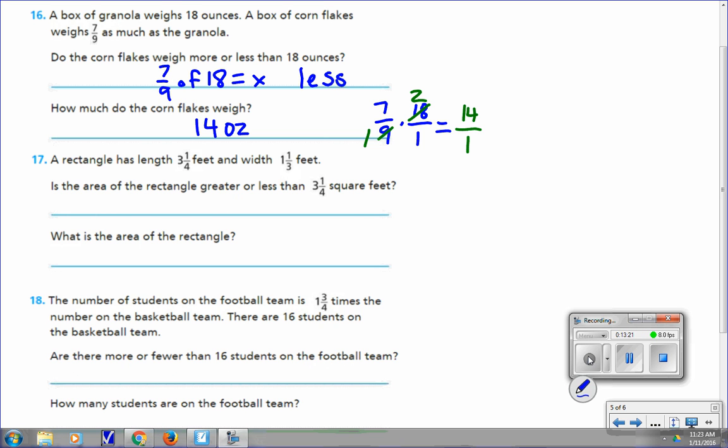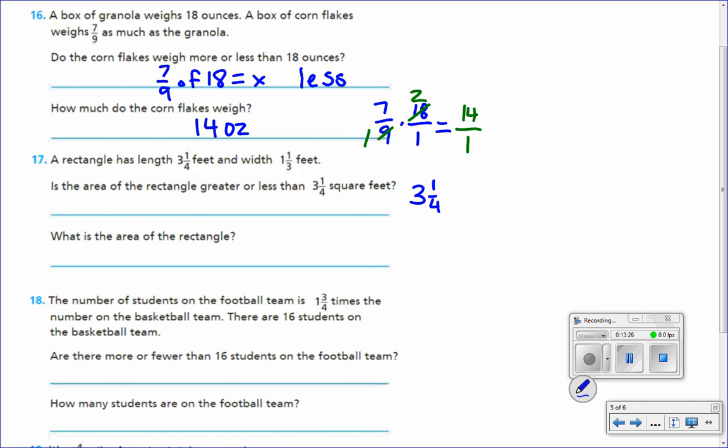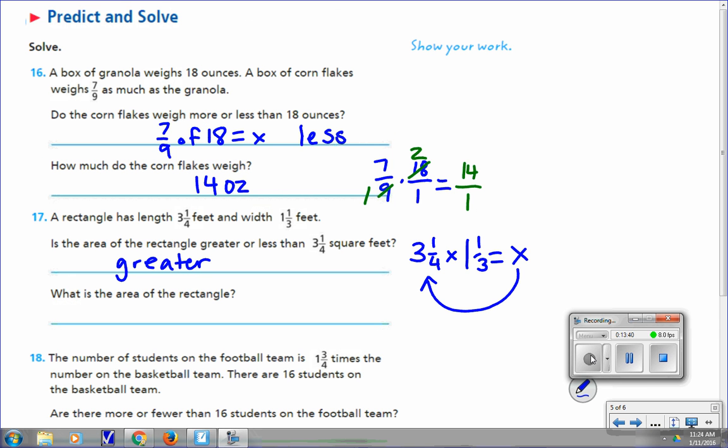Is the area of the rectangle greater than or less than 1 3/4? So it's length times width, right? So 3 1/4 times 1 1/3 equals what? Is that going to be greater than or less than 3 1/4? This is another example of like what Timothy was telling us. He could see that 3 times 1 is going to be 3, but he also knows that we also have to multiply this. So it's going to be greater than 3 1/4. He knows that. You know that.